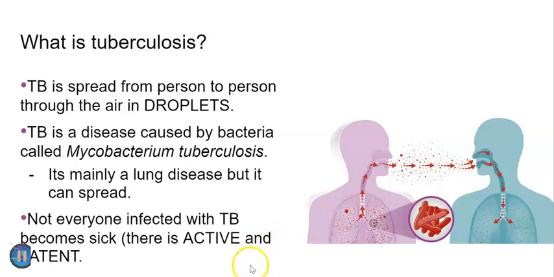Now, as I'm going to explain in a moment, not everyone who is infected with TB actually becomes sick and is contagious. So there's something called latent TB and also something called active TB. So this is primarily a respiratory disease.